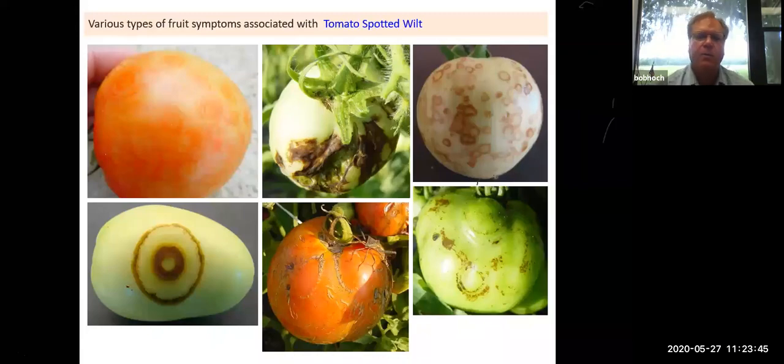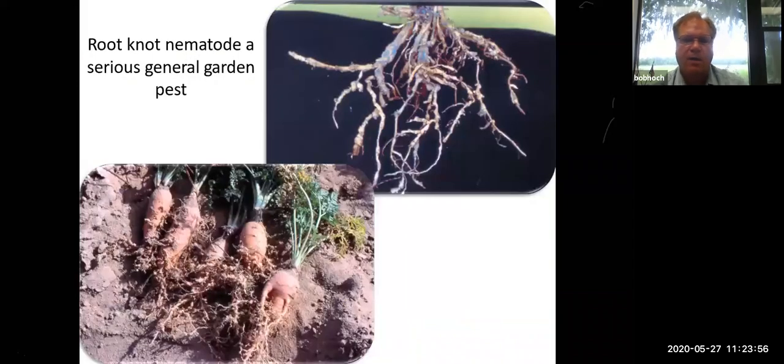So that kind of takes us through, let me just go back here for a minute. That kind of takes us through the organisms that can cause sort of a wilt, although the tomato spotted wilt is not as significant a wilt as the others. And I've included another organism in here, and that's the root knot nematode.